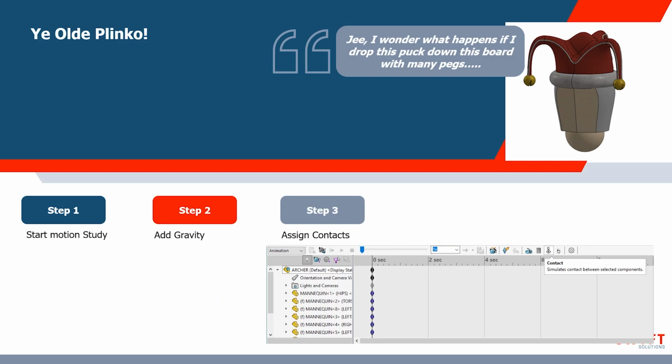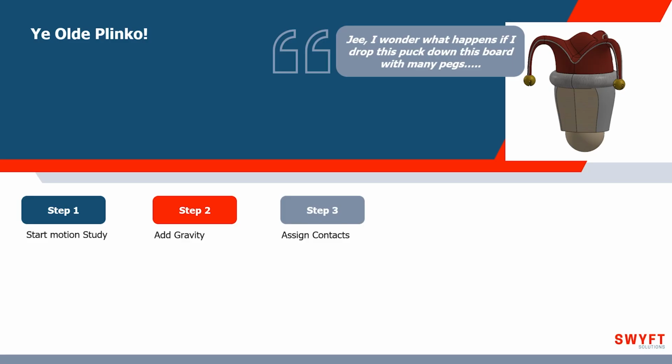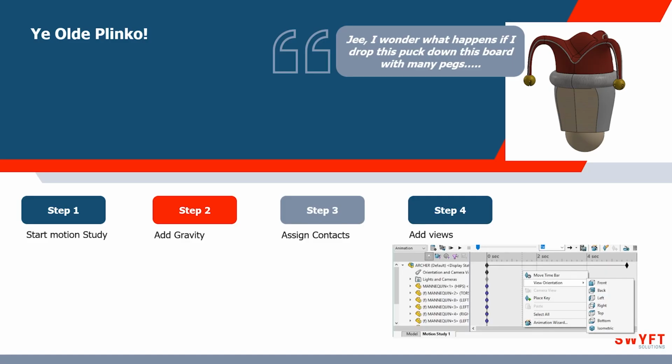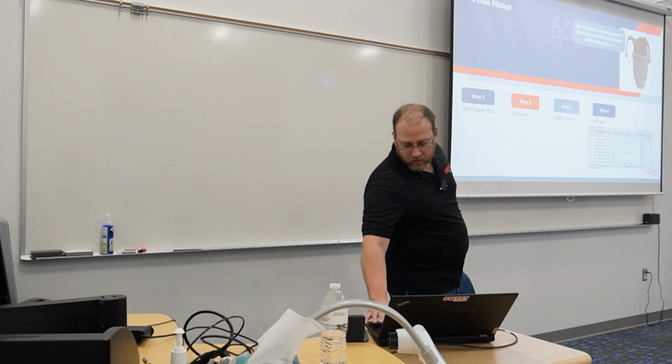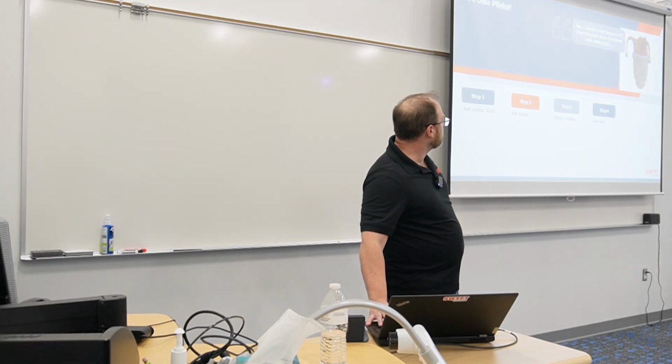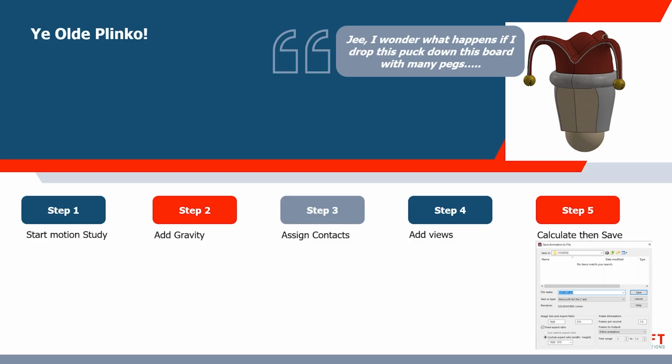Okay, and the next step, we're going to assign contact sets, because if you have things moving around with one another, you want to make sure if one thing hits another thing, that there's actually some kind of contact resolution, that you know that it's going to move as you would anticipate when it collides with something else. And finally, we're going to show how to add some views, and we are going to save the video. I'll show you how to save that video out. There we go. Calculate and save.